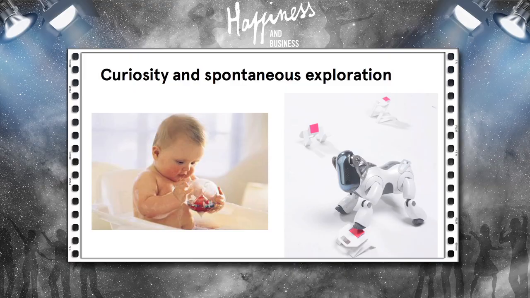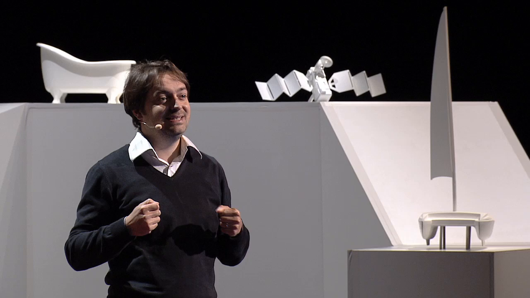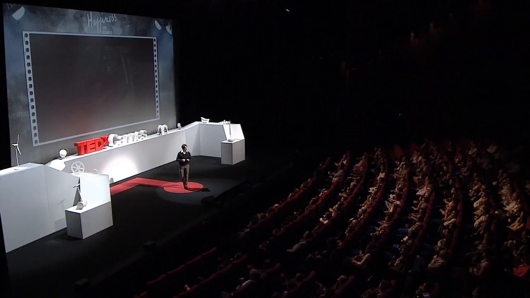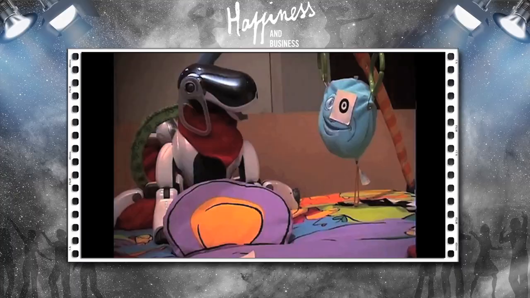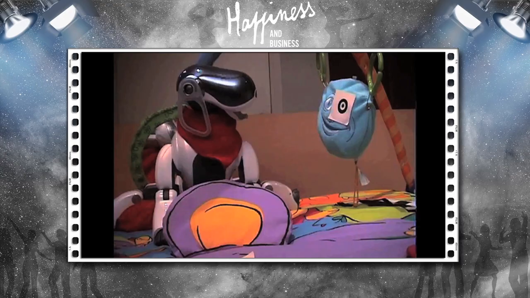We fabricated robots that learn, that discover, that set their own goals. We fabricated the playground experiment, for example. Let's look at the video. Here we see a baby robot that is learning and making experiments to make sense of the world around it.